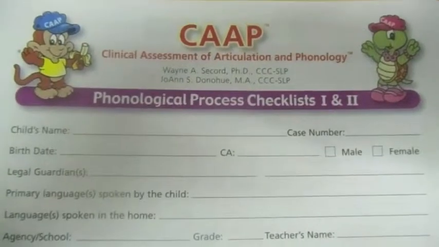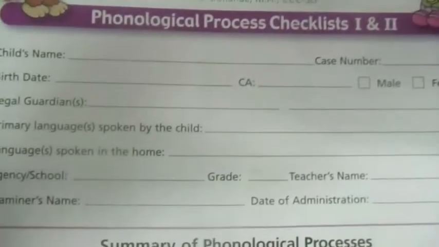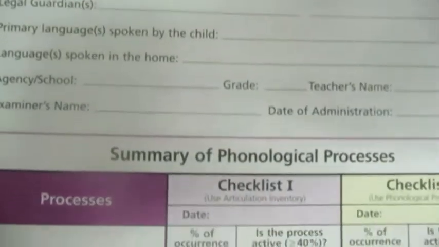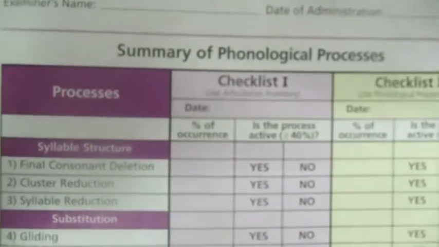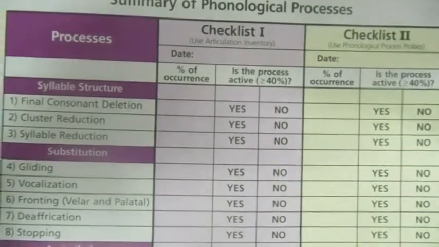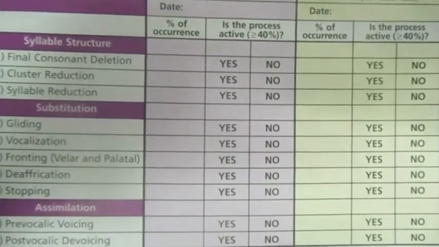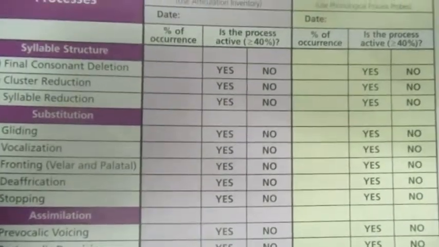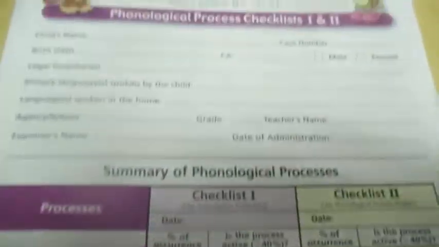On the first page of the phonological process checklist 1 and 2 is where the child's personal information goes. On the bottom of the page is an area for the summary of the phonological processes. It provides a way to assess the occurrence of phonological processes observed in the child's speech.